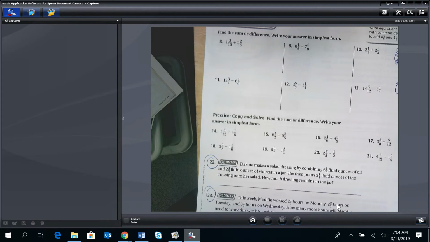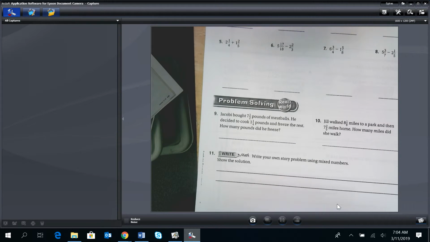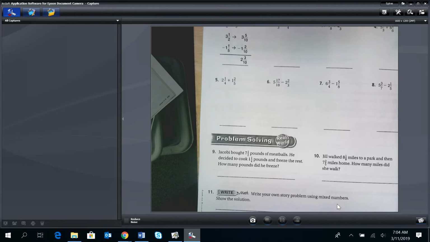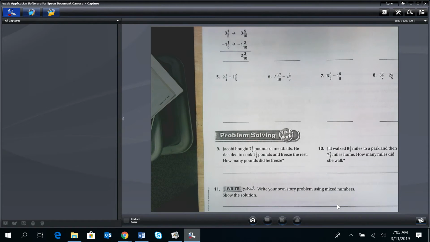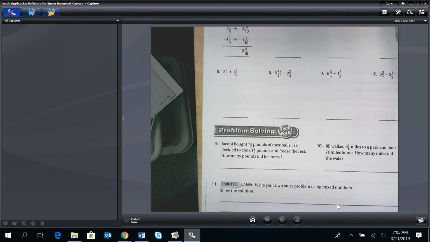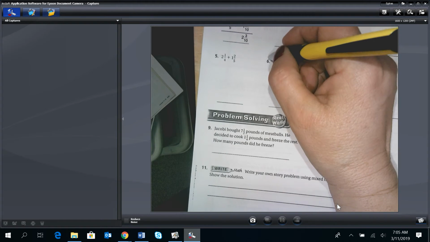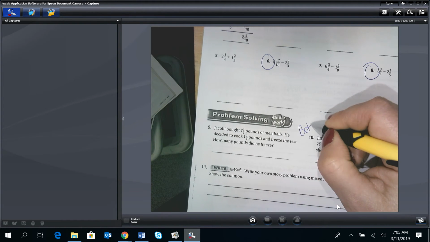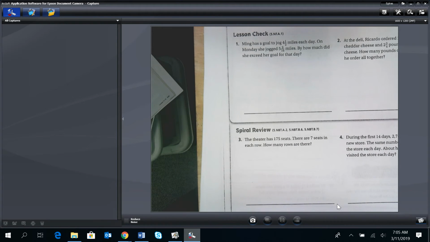And once you've done all those with your partner and you both have agreed, do your homework. Let's see. Let's do 2, 4, 6, and 8. And both story problems and all of the back. Okay, adding and subtracting mixed fractions. Tomorrow we'll go deeper into subtracting.